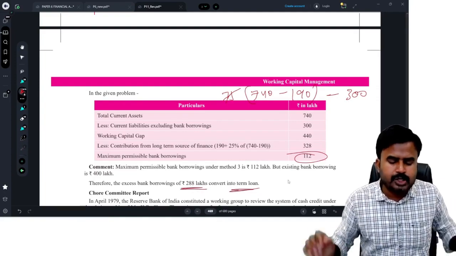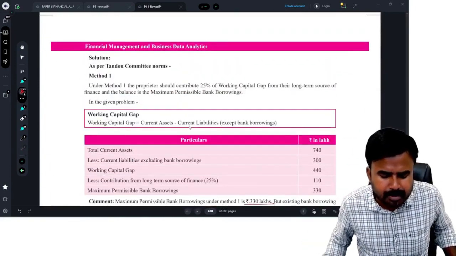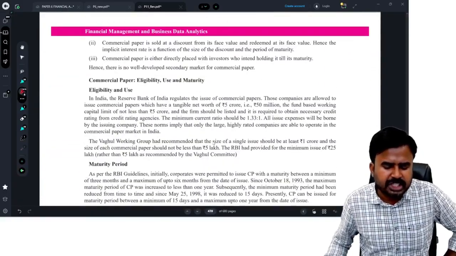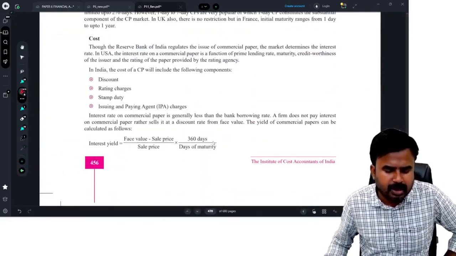With this, we understood this particular maximum permissible bank finance. We have one more area to handle here. That is the commercial paper. Have you heard about this term, commercial paper?